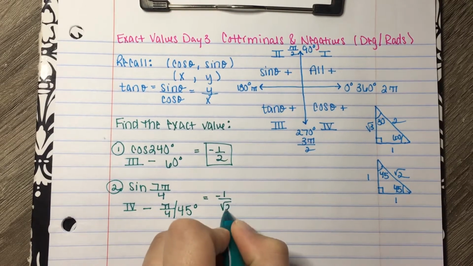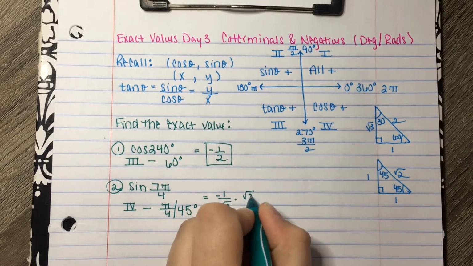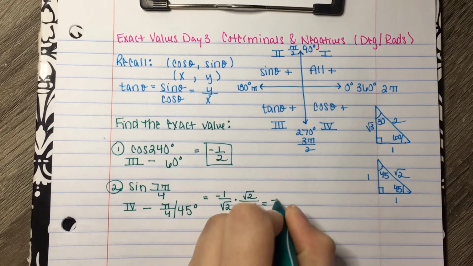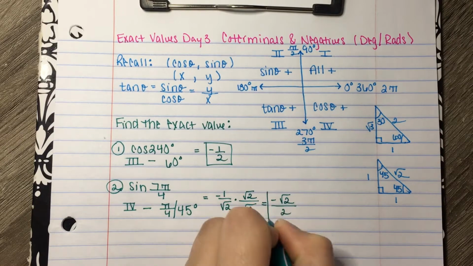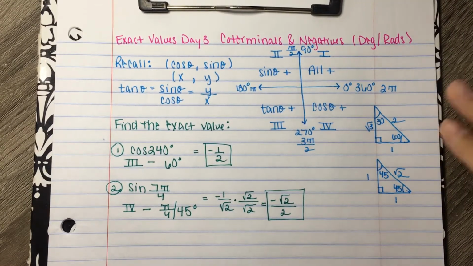And then our only problem here is that we have that radical in the denominator. This is not simplified, so we go ahead and we rationalize, and we're going to get negative square root of 2 over 2.